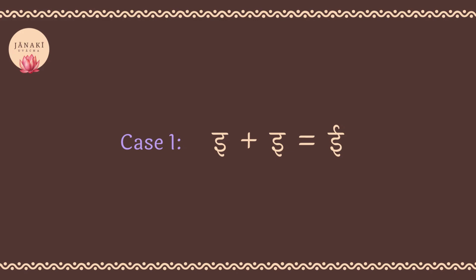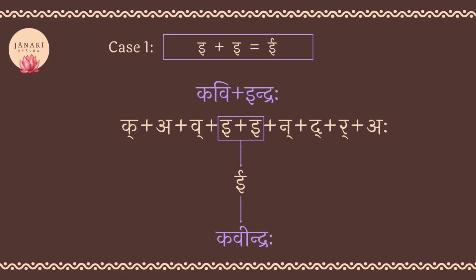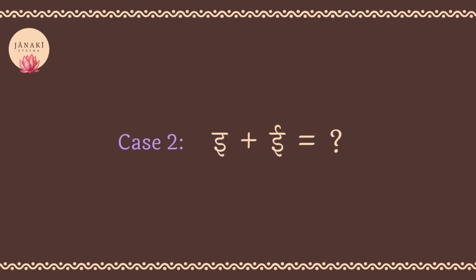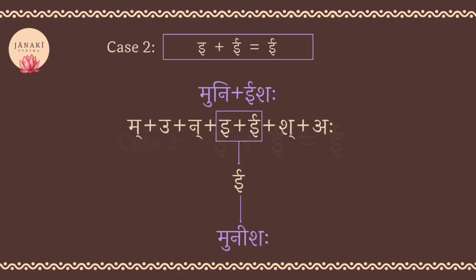If the first word ends with i and the second word starts with i, then they combine to form i. For example, Kavi plus Indraha gives Kavindraha. Can you guess what happens here? When the first word ends with a hrasva ikara and the second word starts with a Deergha ikara, we get ikara as the result. Like Muni plus Ishaha, Munishaha.